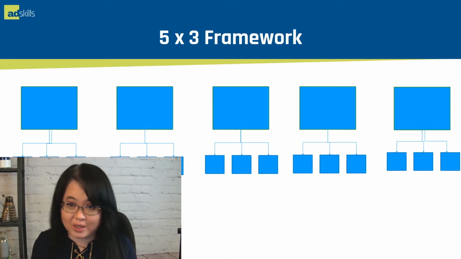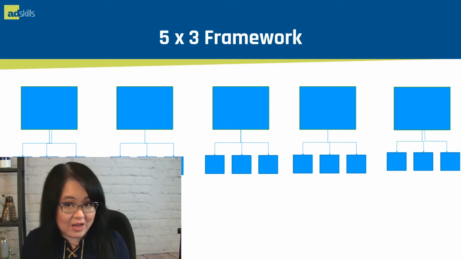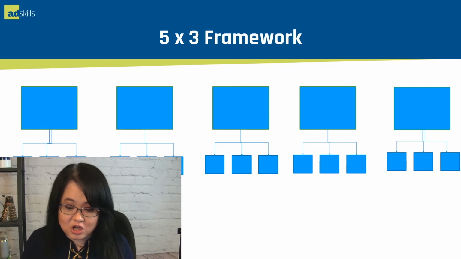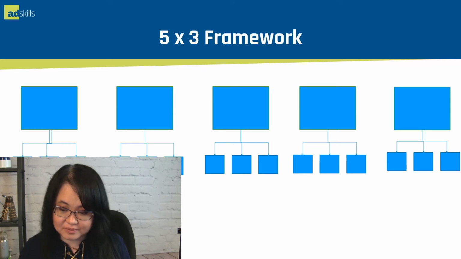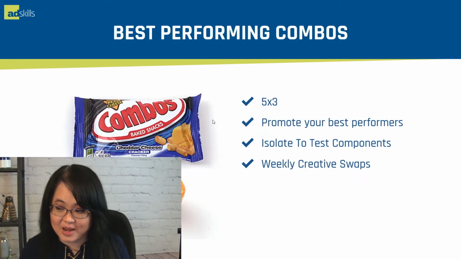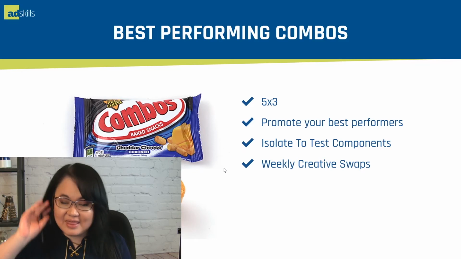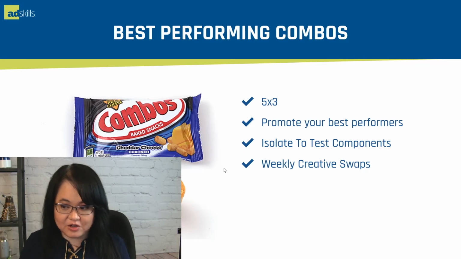Things can change very quickly. People fatigue very fast as well. So that's why you always want to make sure you're keeping things fresh. So that's what we mean by the 5x3 framework. And then as you are optimizing your ads, you want to boost up the winners and prune the losers.